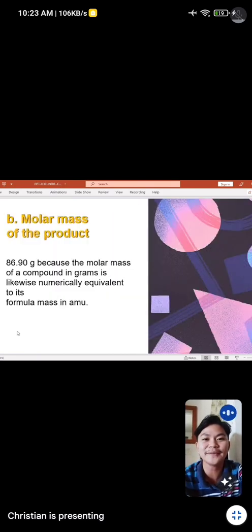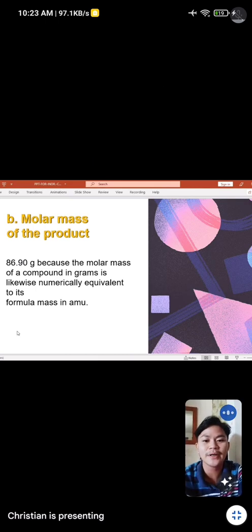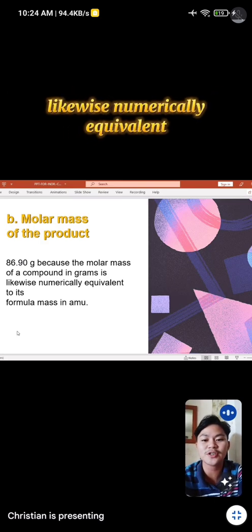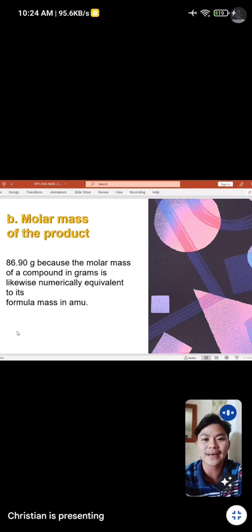Next is the molar mass of the product. The molar mass of the dichlorine monoxide is 86.90 grams per mole because the molar mass of a compound in grams is numerically equivalent to its formula mass in atomic mass unit.